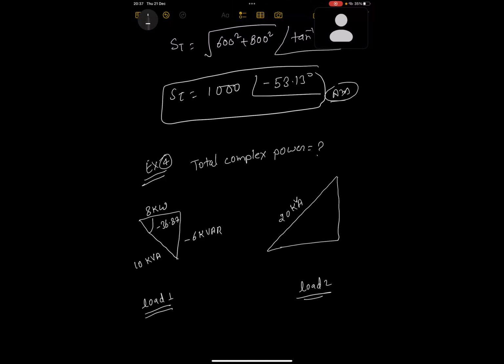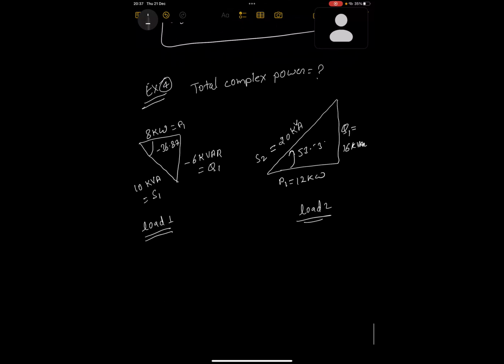You can say this one is your P1, this one is your Q1, or this one is your S1. This one is your S2, this one is your P2, 12 kilowatt. This one is your Q2, that is 16 kVAR. And the angle is 53.13 degrees. This one is given.